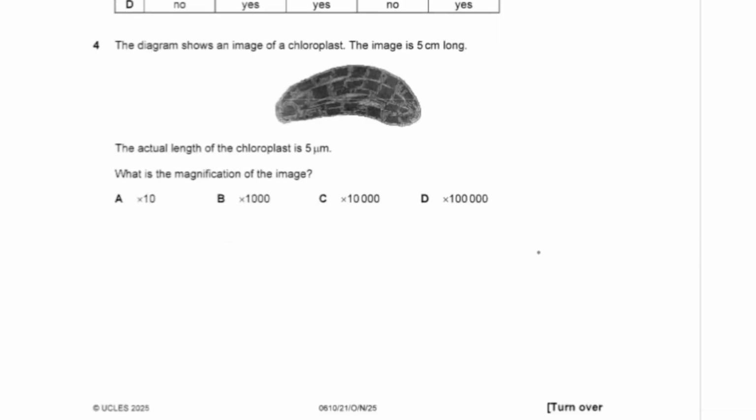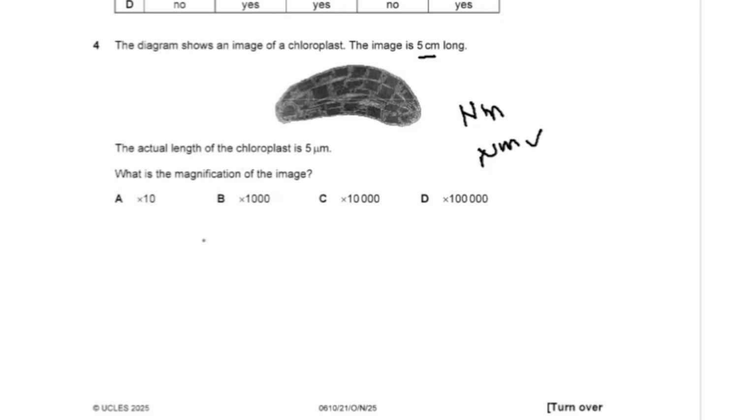The diagram shows an image of a chloroplast. Now the image is 5 cm long. The actual length of the chloroplast is 5 micrometer. This is micrometer, and they give you the image length in centimeter. So they now ask the question, what is the magnification of the image?